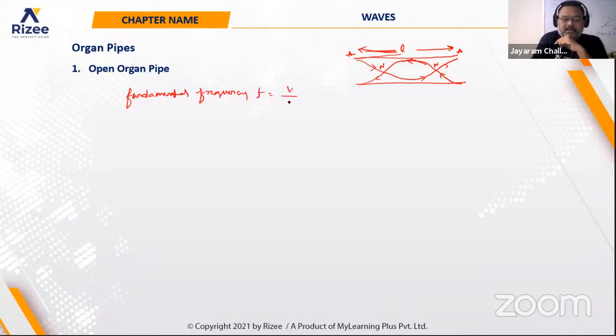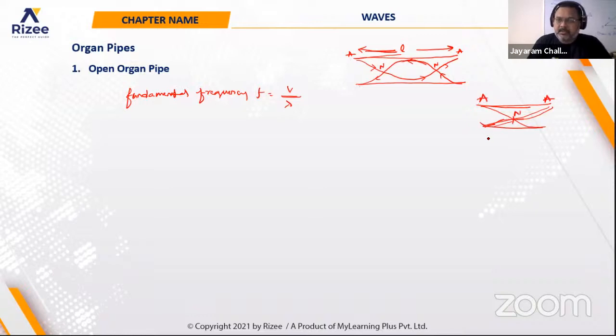Now if we go for the lambda, that is the wavelength where only one loop is possible in this case, if I draw that, how will a single loop be formed? It will be like this. So one node will be formed in the middle and two antinodes are going to be formed at the edges. So this is the node and two antinodes.